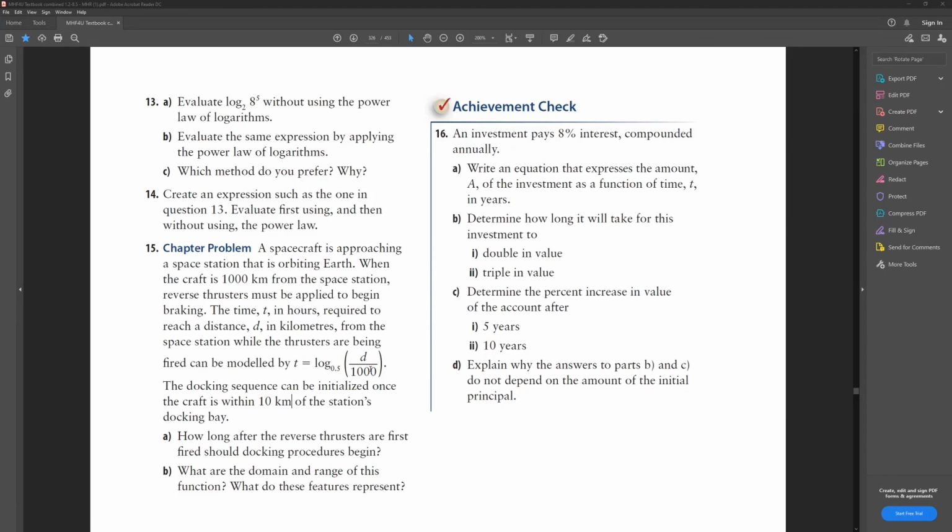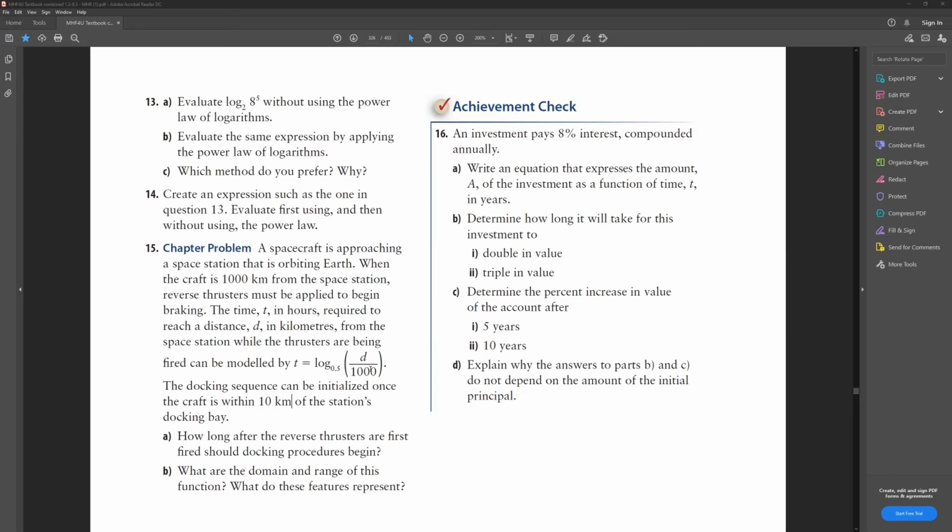Again, you could use either your change of base formula or just simply plug it into a calculator. Then it's asking us for the domain and range of the function and what these features represent. Well, when we're dealing with a logarithmic function, we know that d in this case could be any real value. However, if it is equal to 0, that means we are already at the station, so that doesn't make much sense. But we could have a distance of 1,000 kilometers. So our d value could be greater than 0 and less than or equal to 1,000 kilometers.